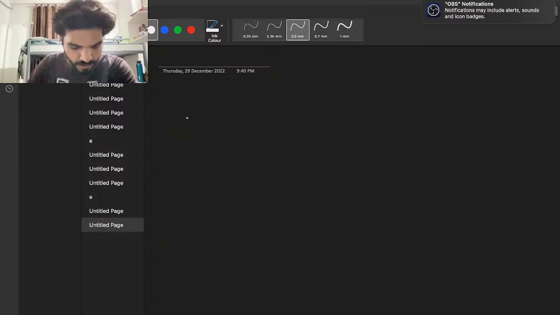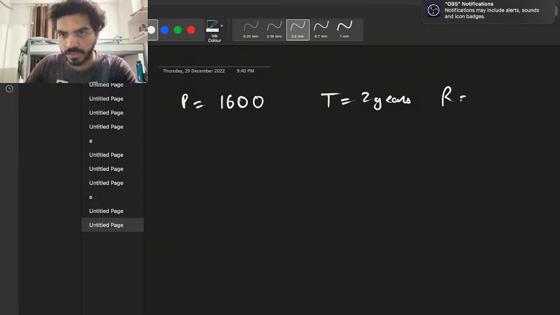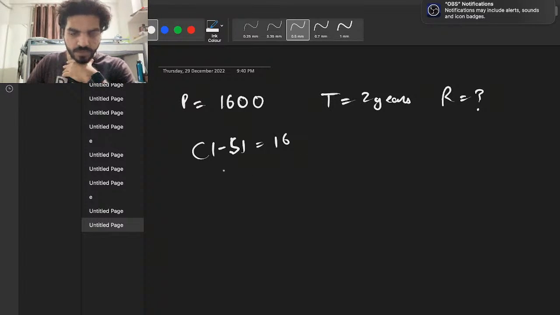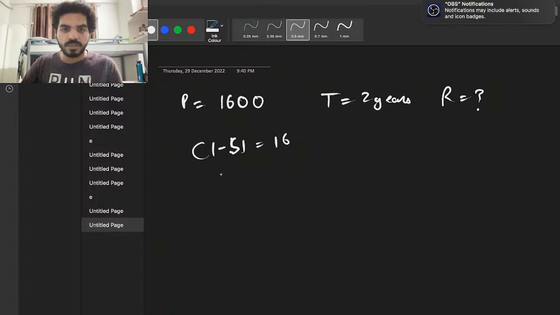The difference between the simple interest and the compound interest for a principal of 1600 for 2 years at a certain rate, R, is equal to question mark. So this difference is equal to 16. Now we have to find the SI.